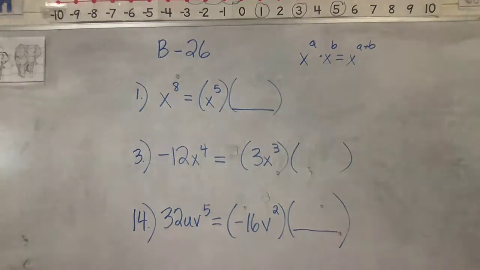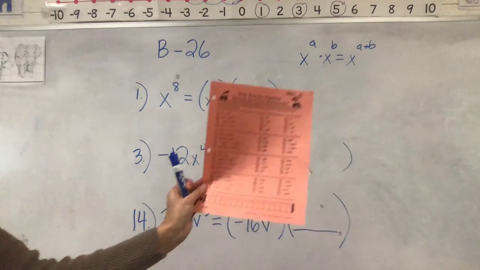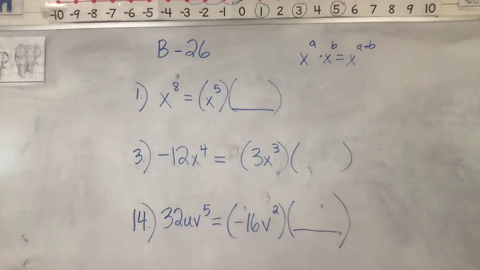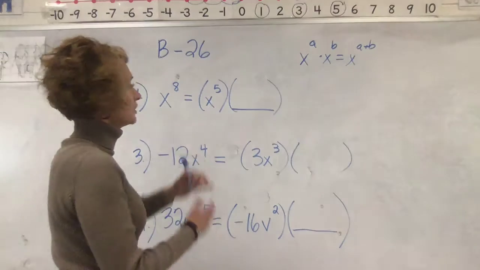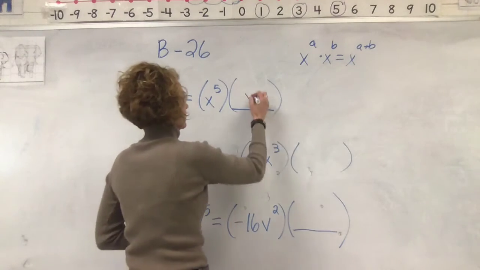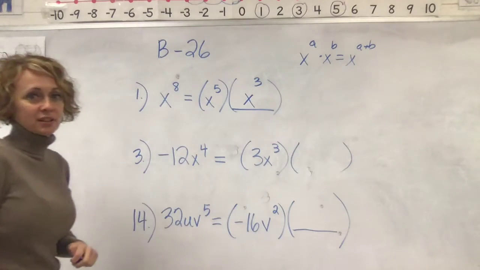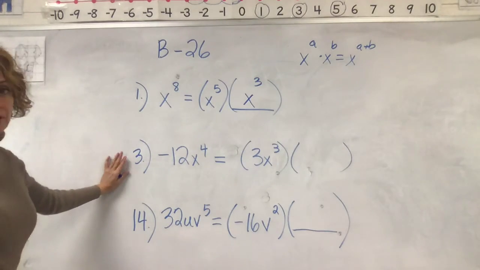expression would be there. So on number 1, it says, hey, what's the missing expression here? If you know your answer is X to the 8th, so it's got to be X to the 5th times what? You just fill in X to the 3rd. That's it.